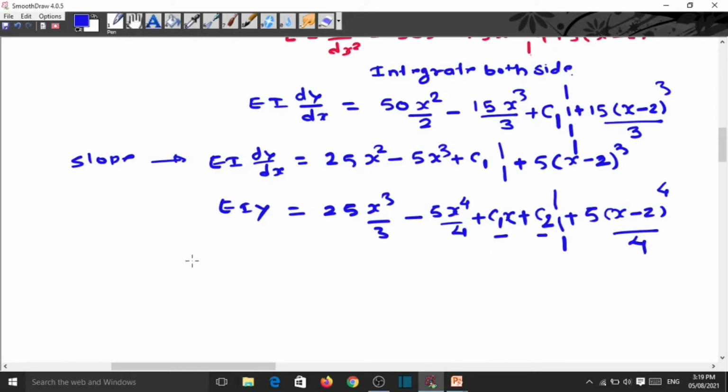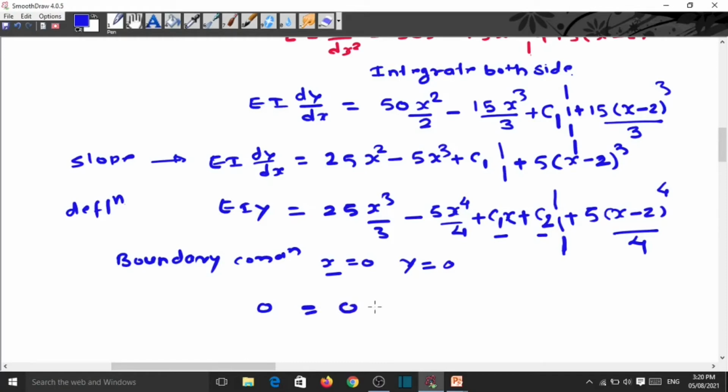For that we have to apply the boundary conditions. When x is equal to 0, y is equal to 0. This x is 0, which means it is limited to the first section. So put it in this deflection equation: 0 is equal to 0, minus 0, plus 0, plus C2. So we got C2 is equal to 0.